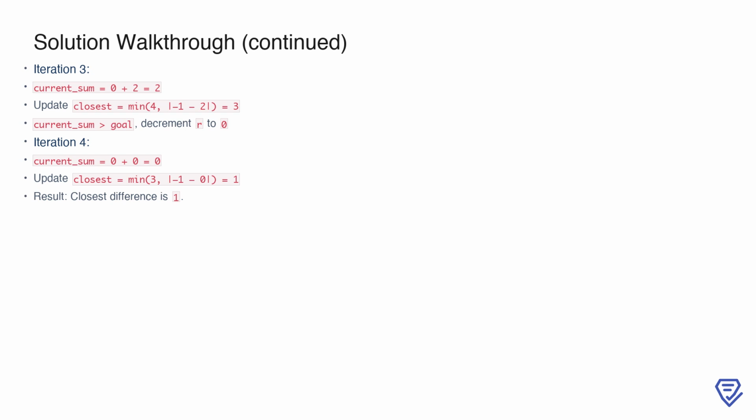On the following iteration, the sum becomes 0 plus 2, resulting in 2. The difference reduces to 3, so we update the closest difference again. Finally, when the current sum is 0 plus 0, the total is 0, and the difference from the goal is just 1. This is the smallest difference we can achieve in this example, so the result is 1.